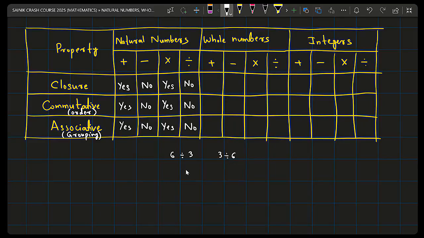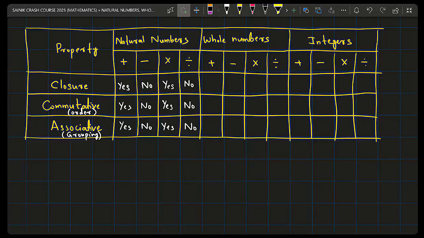Do you think that they are going to be giving equal answers? No, sir. 6 divided by 3 is 2. And 3 divided by 6 is 1 by 2, right? Yes, sir. Are they equal or not equal? Sir, not equal. That's why they don't satisfy commutative property under division. Okay?